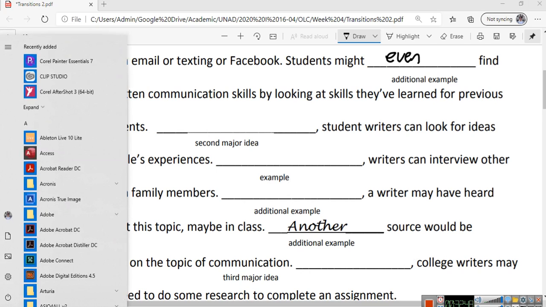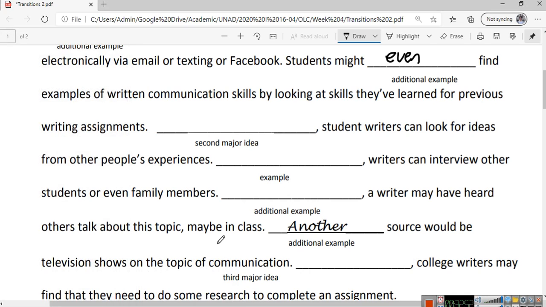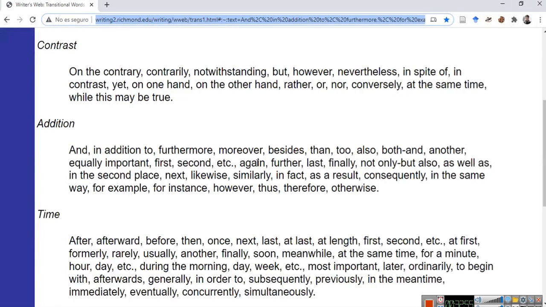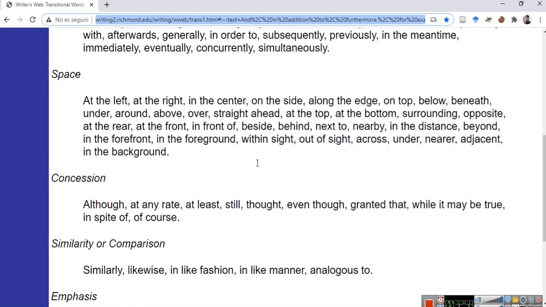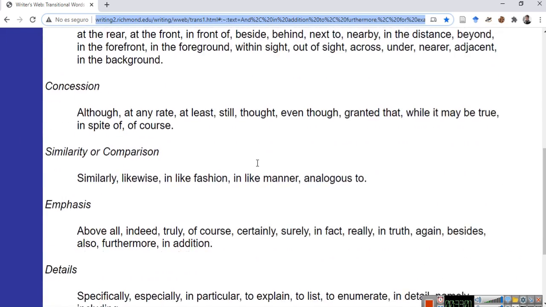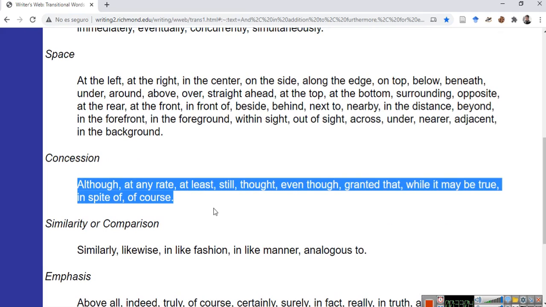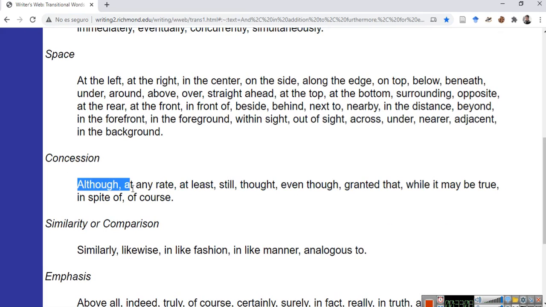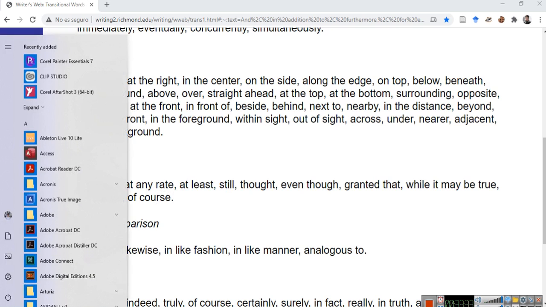So we know we need to use an introductory sentence. The principal... So we have illustration, time, space, concession. The concession. The principal concession. No, look. Try to use some of the transitional phrases right here, like although, at any rate, at least, still, though, even though. The concession. Although, at any rate, still. Maybe still. Still, let's look at it.